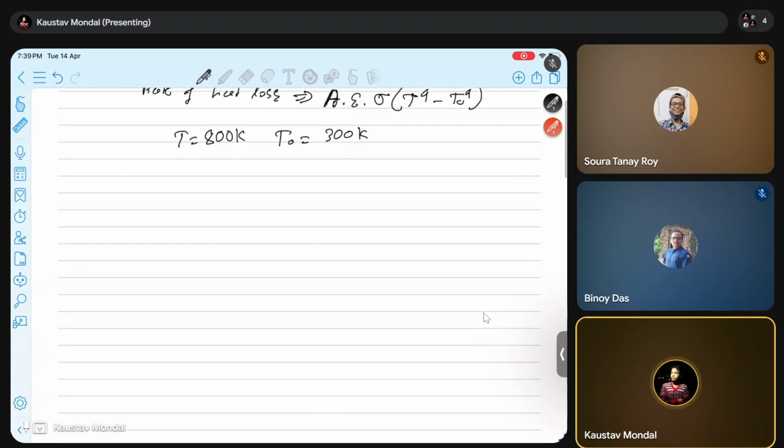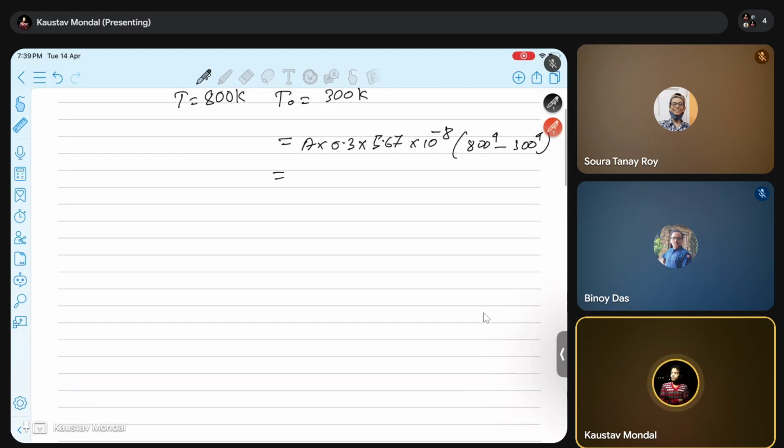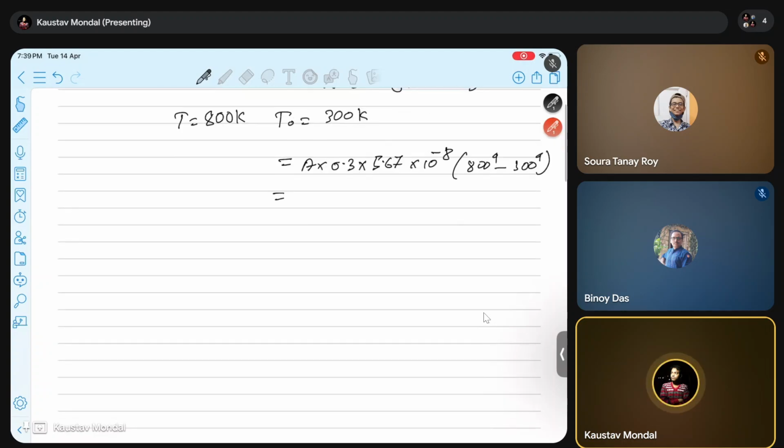So the rate of heat loss would be A into 0.3 into sigma, the Stefan-Boltzmann constant, the same value we used in the previous problem, 5.67 into 10 to the power minus 8, into 800 to the power 4 minus 300 to the power 4. If you calculate this, it will give you the rate of heat loss as 60.29 joule per second.